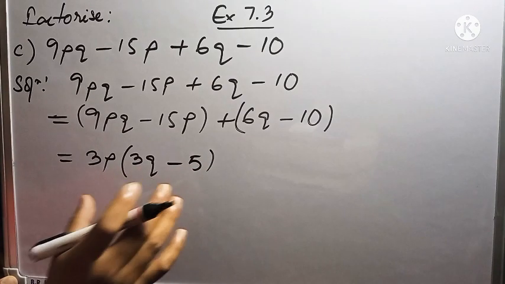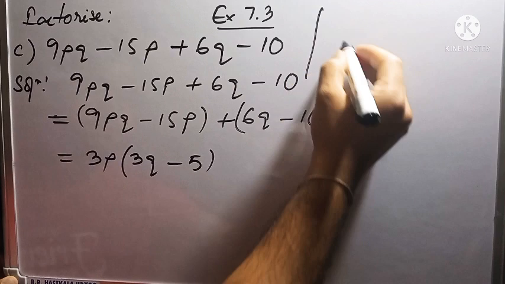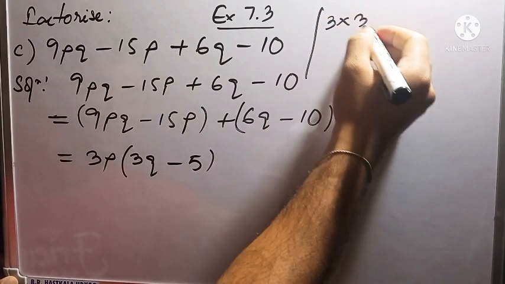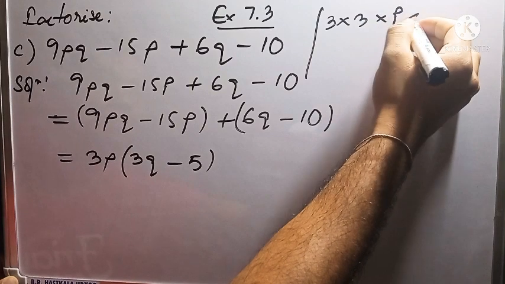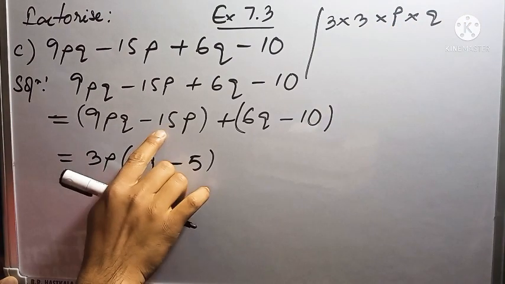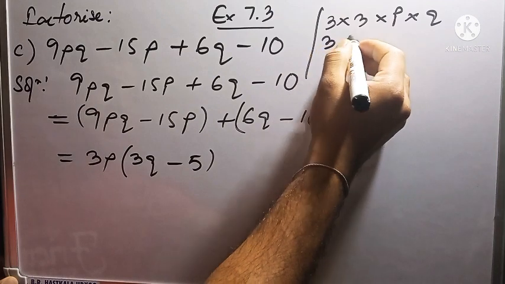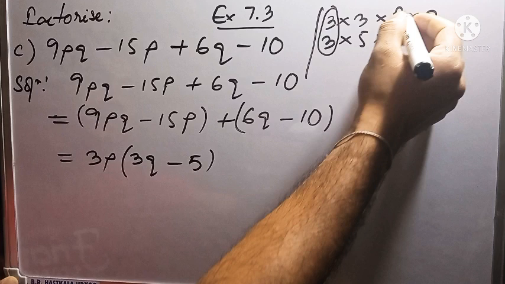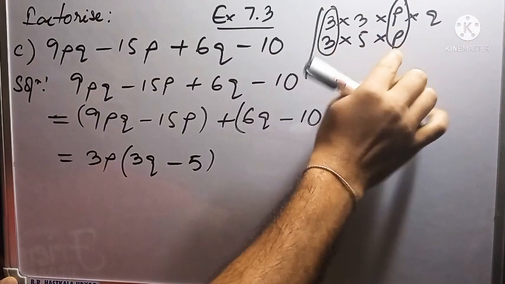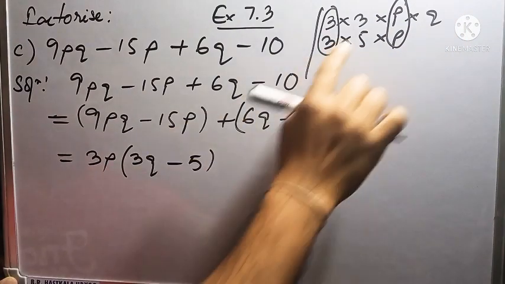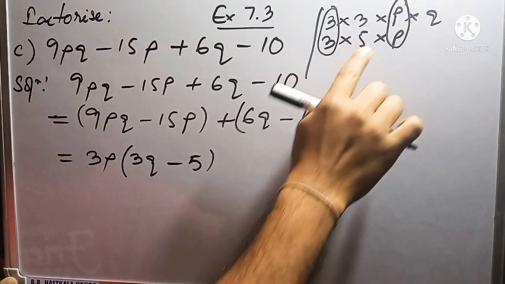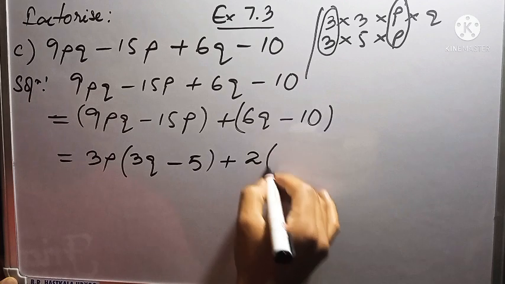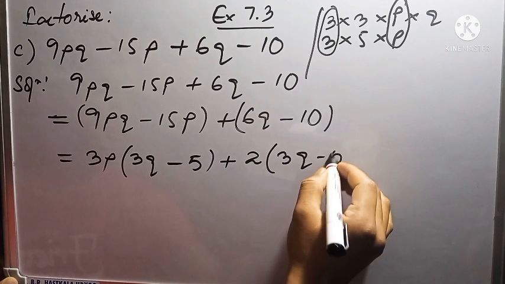So 3, 3, 9. Q minus 3, 5, 15. If you have any doubt here, let me show you the explanation. 9PQ means 3 into 3 into P into Q. What about 15P? 15 means 3 into 5, then into P. We have 3 common and P common, so thrice P. Remaining thrice Q here, then 5 here. And for this, we can take 2 common, then thrice Q minus 5.